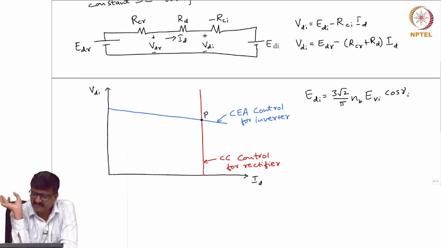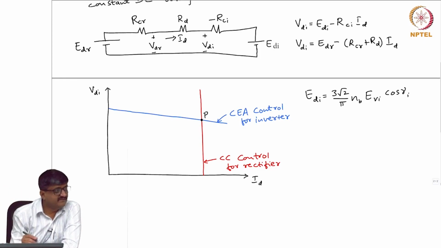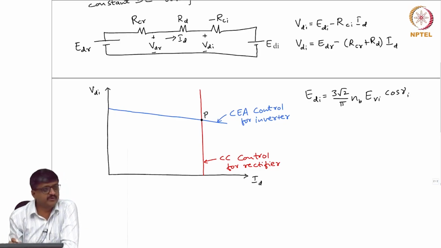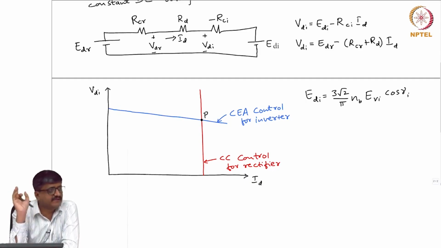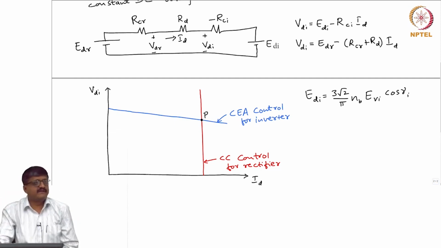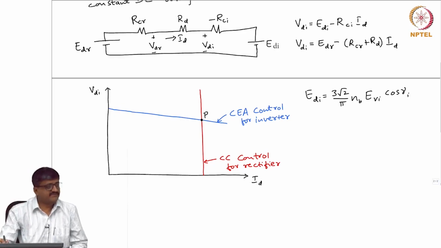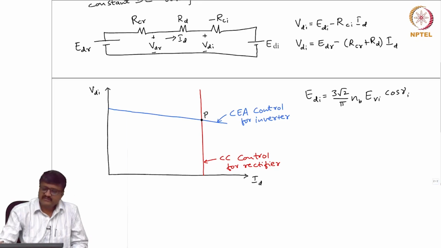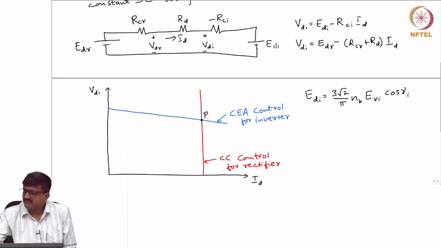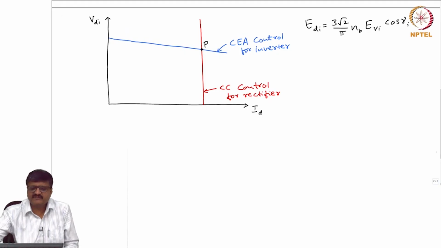So, we employ CEA control for the inverter and CC control for the rectifier, which means these two controllers give two characteristics in steady state, both straight lines. One is a vertical line, the other is a line with a negative slope. The intersection of these two is the point of operation. The values of VDI and ID are obtained at this point of intersection. Now, there are some problems. As long as everything is normal, it is okay.